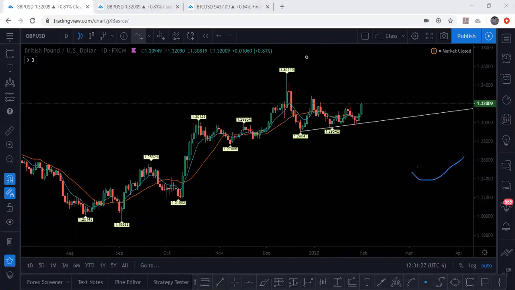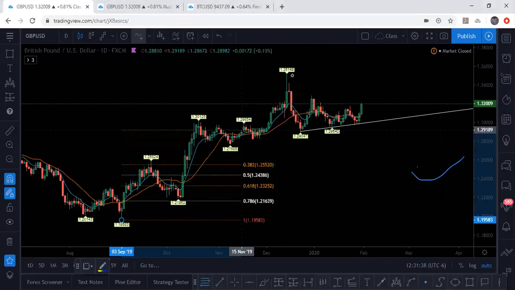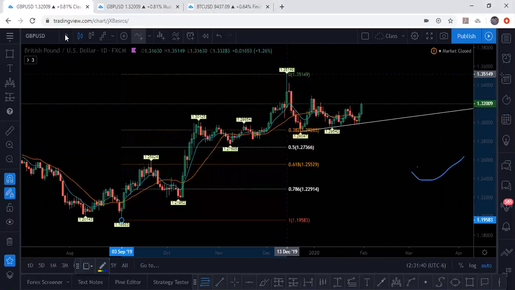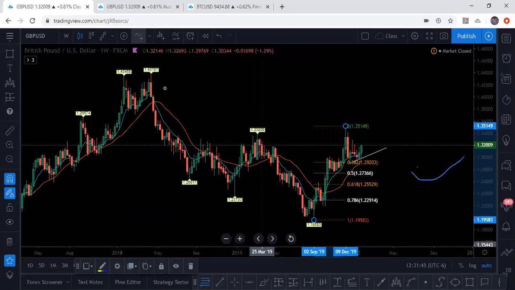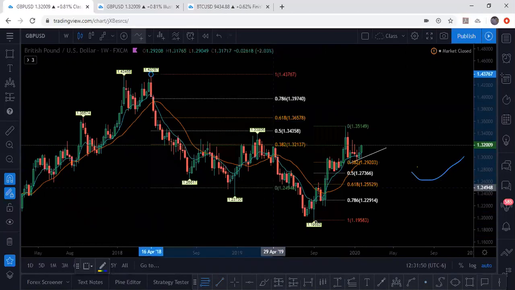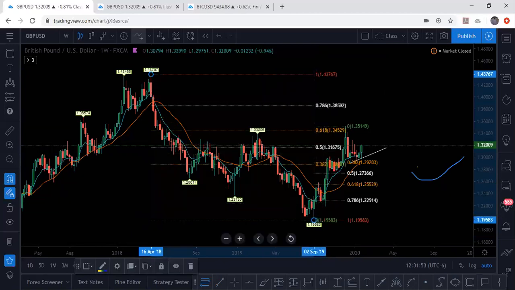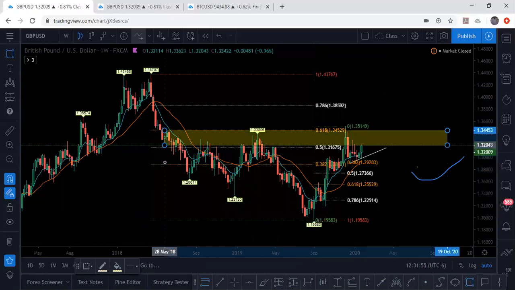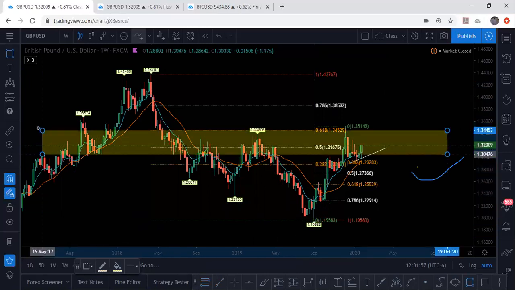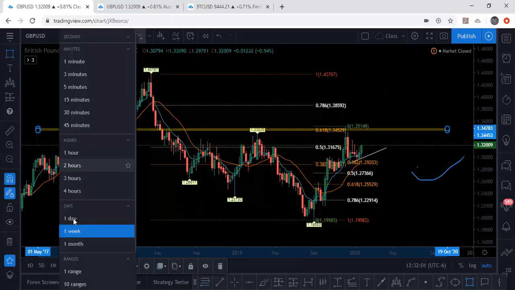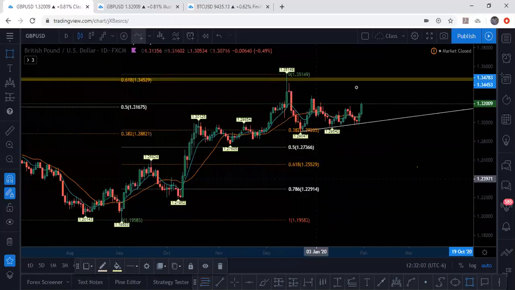Okay. So we see that this is a pullback. The next thing we want to do is go back to this weekly. On the weekly, I draw my fibs. I put my zone around this 0.618. Let me take it back to my daily. So I know that if this thing crosses this brown line upwards, then we'll continue our uptrend.